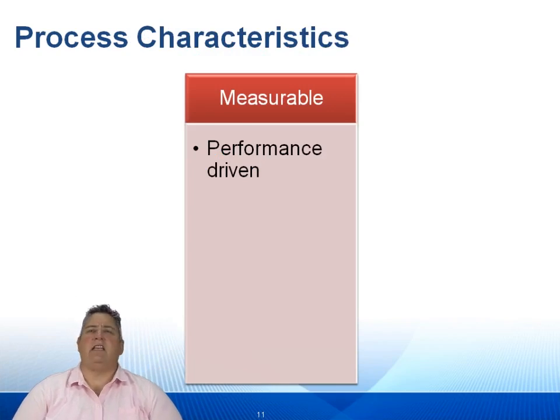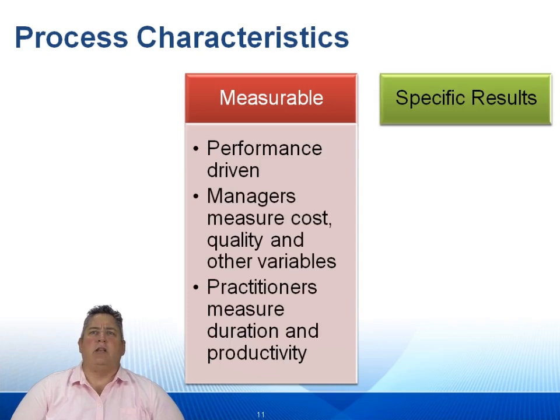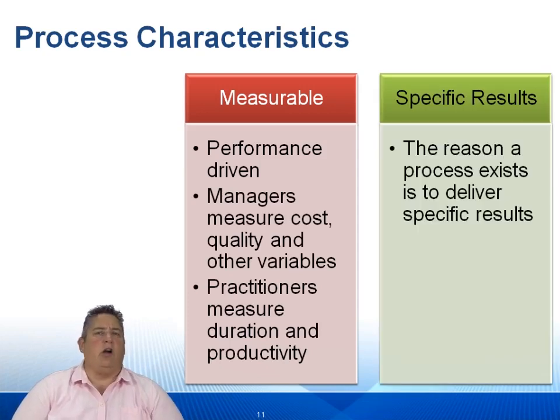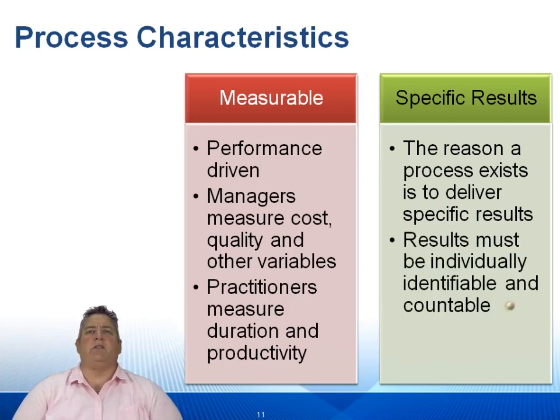Process characteristics, again, from your foundation class, should be measurable. It should have and provide specific results. So in other words, they should always be performance driven. We're looking at cost, quality, and other variables. Again, delivering a specific result that's been defined by that process owner.